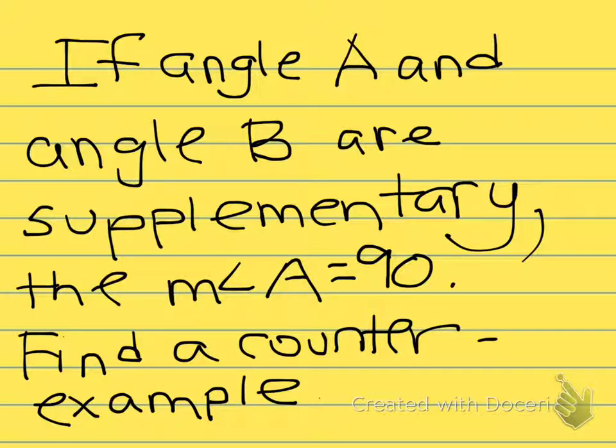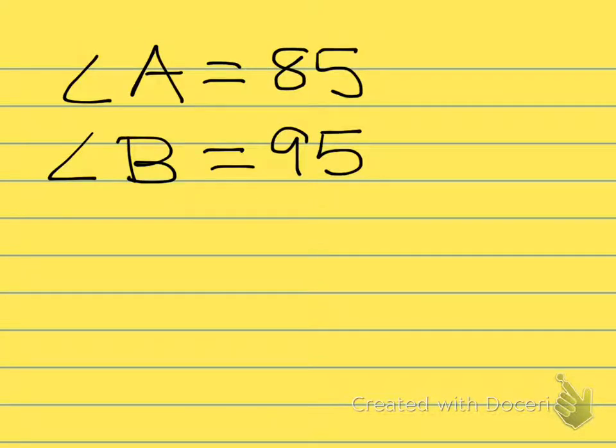So if we think about 2 other angles that add up to be 180, that could be our counterexample. So I considered angle A to be 85, let's say, and angle B would be 95. So there's multiple ways of getting the 2 angles to add up to 180. So that's why we could come up with a counterexample.